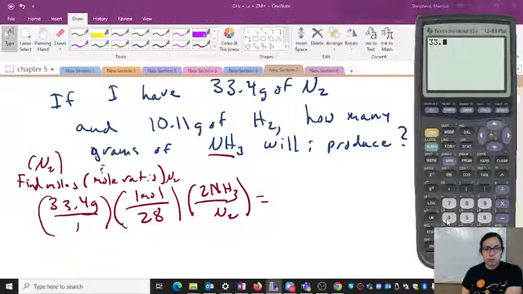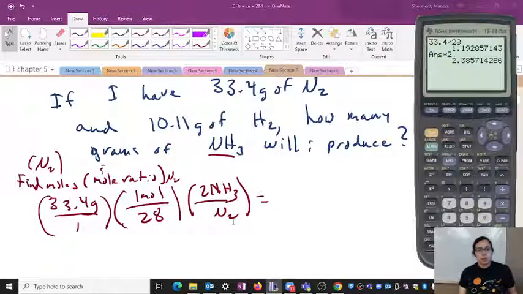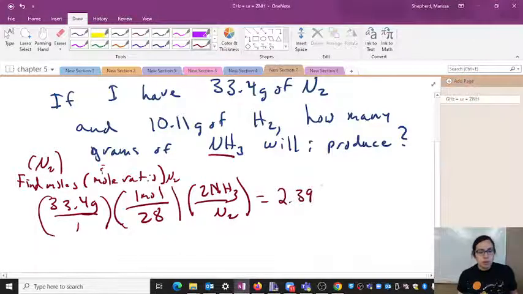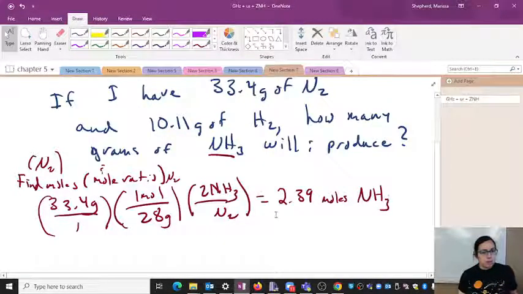So 33.4 grams divided by our molecular weight, and then times 2. So for this one, I get 2.39. 28 grams at the bottom. I just forgot the grams there. So moles of ammonia. So that's our first one.